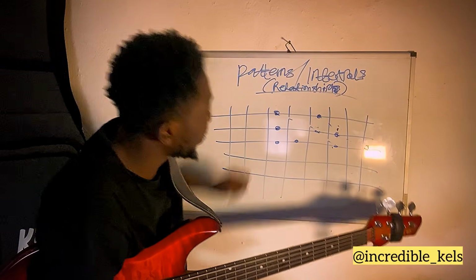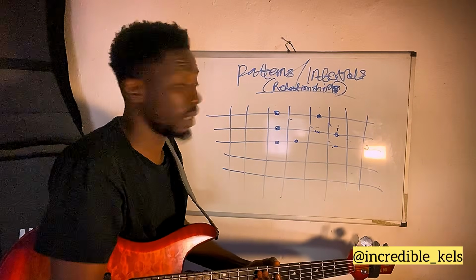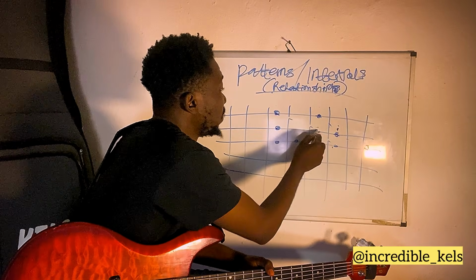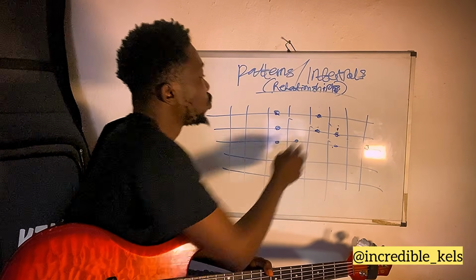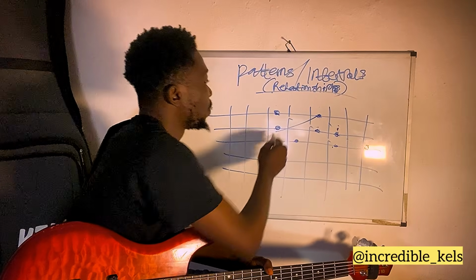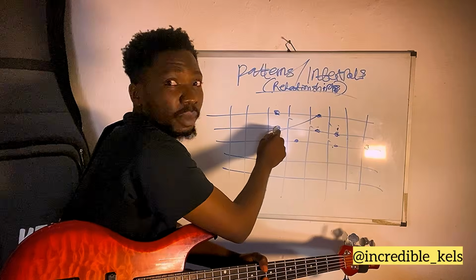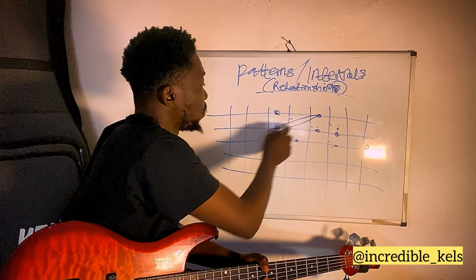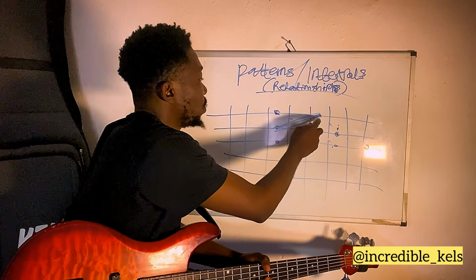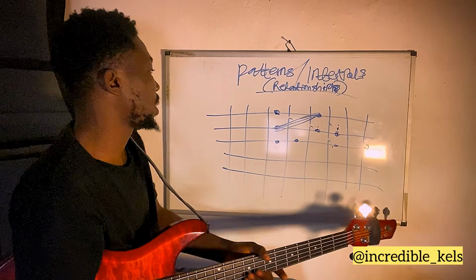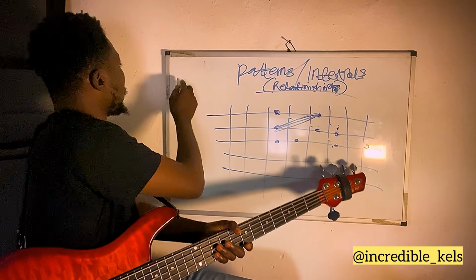So let's try the 1-5 interval. We know it's 1, 2, 3, 4, 5, so it's going to be from this point to this point. Like I said, an interval is a situation whereby you move from point A to point B. Do you understand? So this is do, la. If you're looking for 1-5 here, also like I said, we have 1-3.